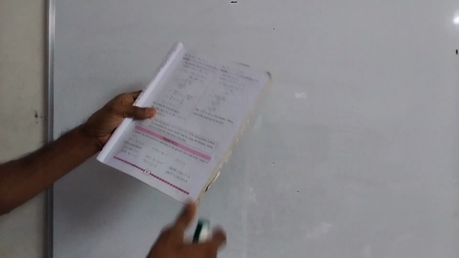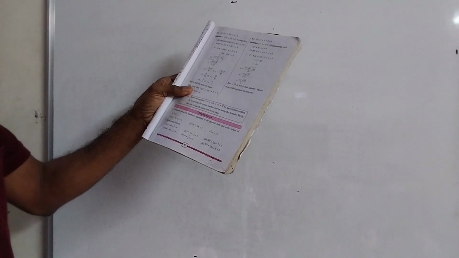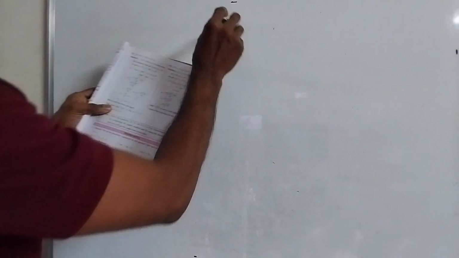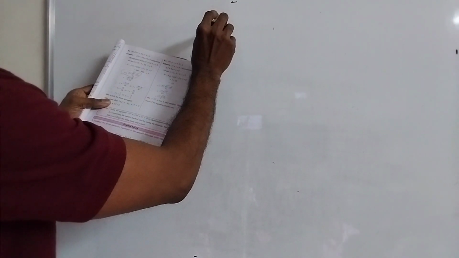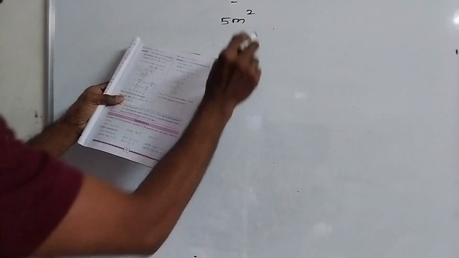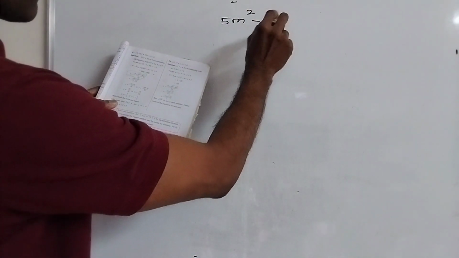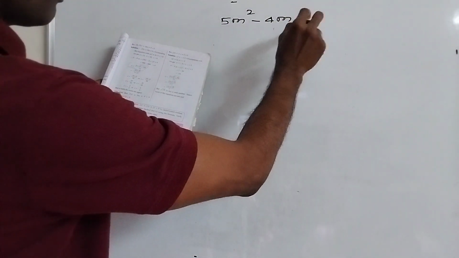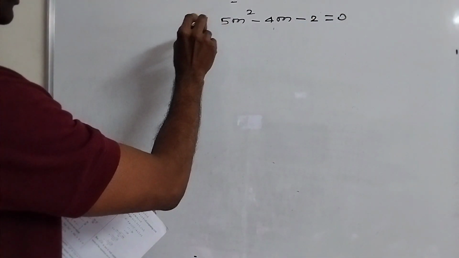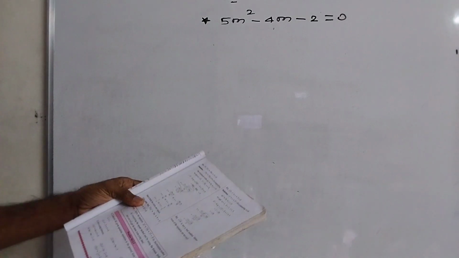Practice set 2.4. Solve using formula. Now we take the first example, that is 5m square minus 4m minus 2 is equal to 0. This is our first example here.